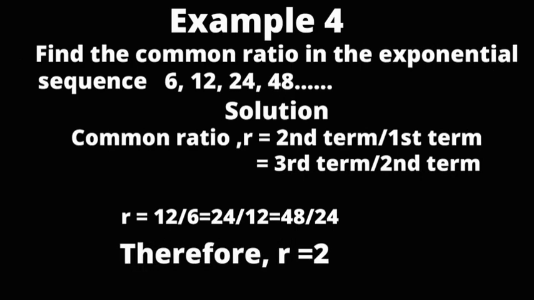Example 4. Find the common ratio in the exponential sequence 6, 12, 24, and 48. Solution. Common ratio R is equal to the second term divided by the first term and is also equal to third term divided by the second term. R, that is the common ratio, is equal to 12 divided by 6 is equal to 24 divided by 12 is equal to 48 divided by 24. Therefore, the common ratio R is equal to 2.